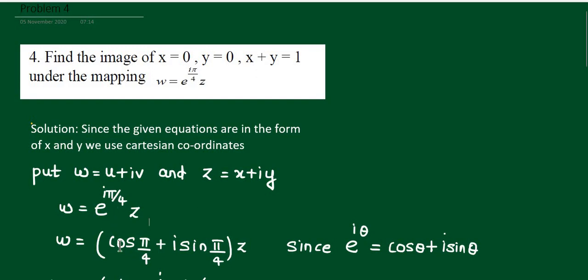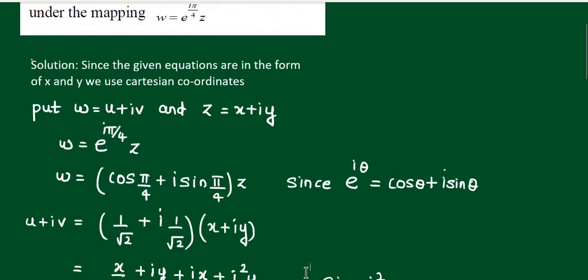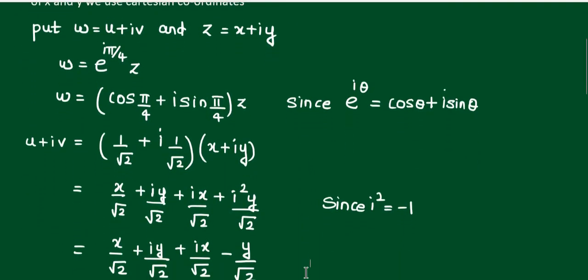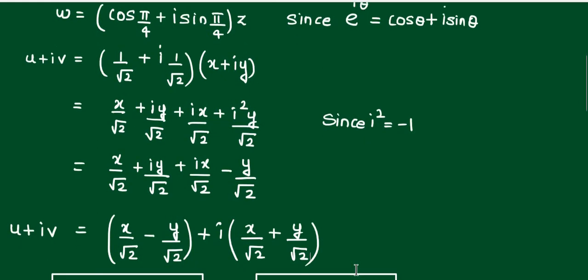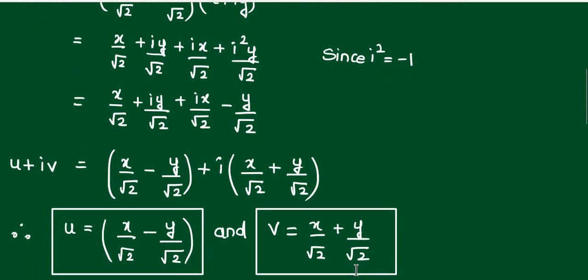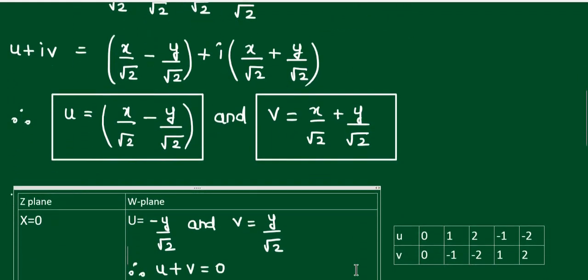So, e raised to i pi by 4 becomes cos pi by 4 plus i sin pi by 4. Now, after substituting and then comparing, you should take i square as minus 1. Comparing, you get a u and a v, which is in terms of x and y, Cartesian coordinates. Now, let us construct a table.